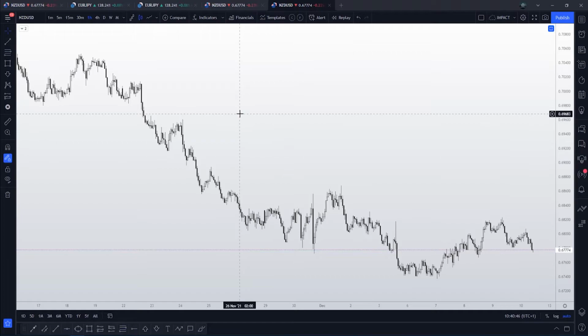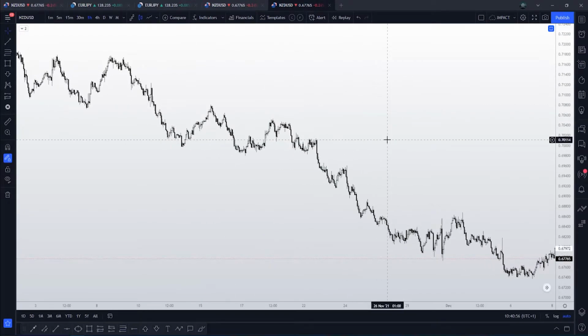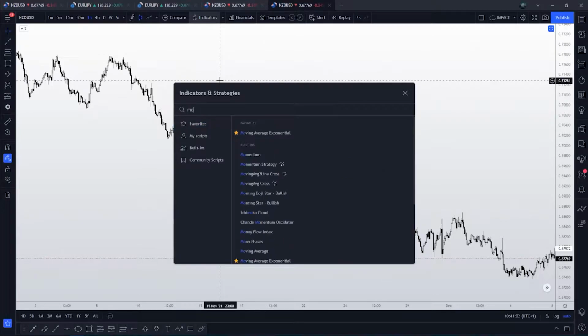So as I said, we use multiple moving averages, but all with their own functionality. Let's start with the biggest one, which is the 200 exponential moving average. The reason why we use this EMA is to define trend. Let's open indicators, type in moving average, and as you can see, for me it's already selected as a favorite. Moving average exponential. Make sure to select the exponential one. Click on it and it will be added to your chart.